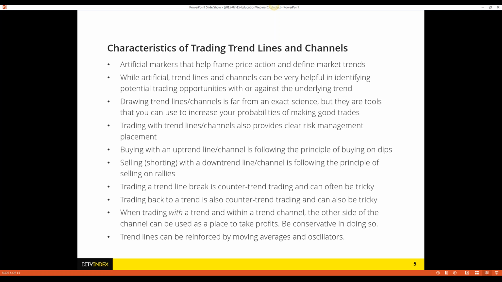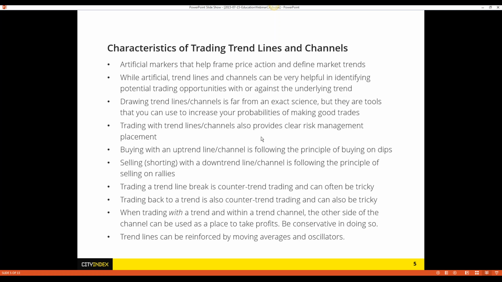Okay, so drawing trend lines and channels is far from an exact science, as you have probably noticed if you've been trading for any length of time. If you take a look at any trend line or trend channel, sometimes you get really good ones, but other times there's no way you could even draw a trend line or a trend channel, and then other times you could draw it pretty approximately. But it's not an exact science, so you're not going to find precise bounces off of the trend lines. Sometimes you can, but more often than not, you cannot. That being said, these tools can help you increase your probabilities of making good trades, and I'm going to show you that in a minute.